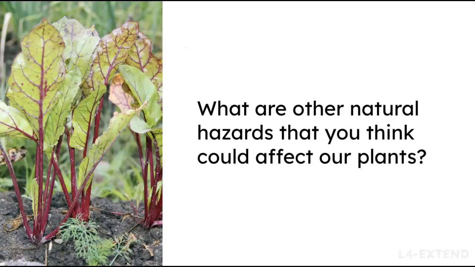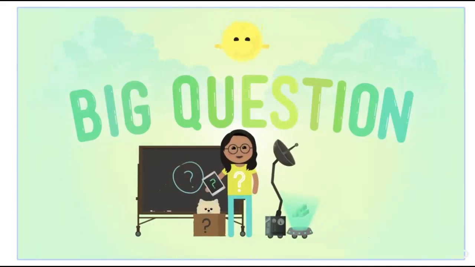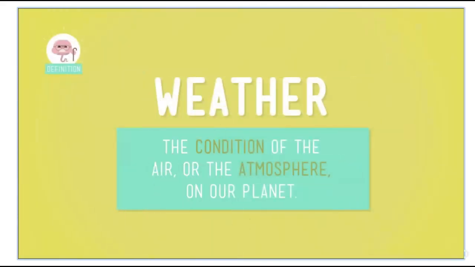For the optional extend portion, you can show students the remaining beet plants, if you planted extras before Lesson 1. You'll ask students what are other natural hazards beyond frost that they think could affect their plants. You'll show students a video about severe weather and ask them questions about testing for natural hazards and the possible effects of the hazards on plants and humans. Students will then plan an investigation to answer those questions.